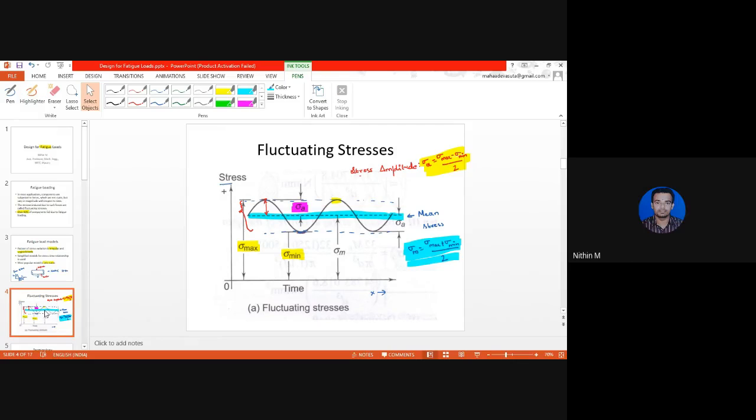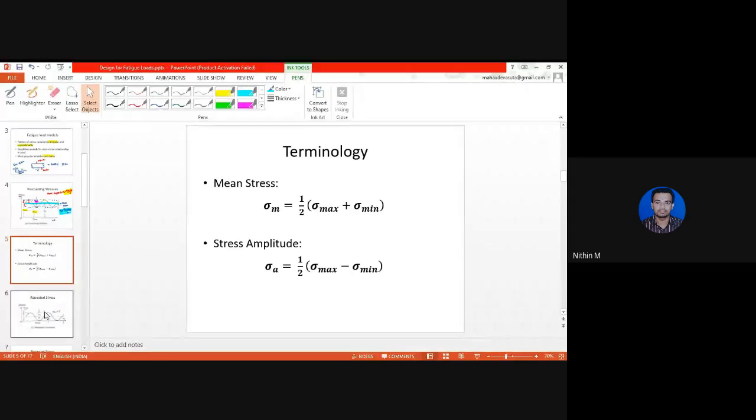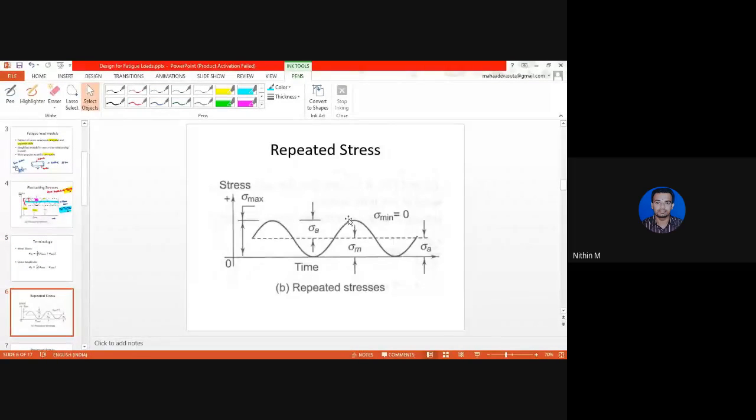Yes, sir. Right. Now that is the terminology that I am giving it here. Whenever we are solving problems, we will always make use of these formulae to calculate the stress amplitude as well as mean stress induced in the component. Now let us look at certain specific cases. What happens when certain specific types of loads are applied.